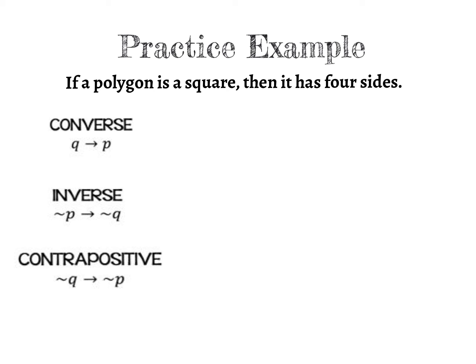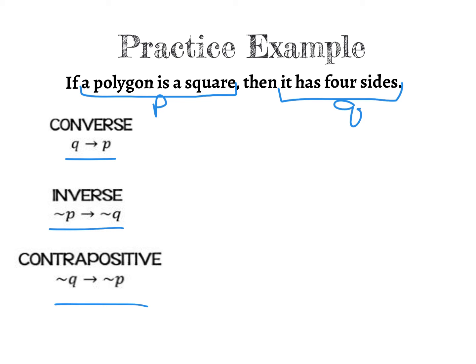This is a math example. So if a polygon is a square, then it has 4 sides. So go ahead and pause it. Remember that the beginning part is P, the last part is Q. Go through the 3 rules, write your statements, and then check back in, right? Whenever you're ready and you're done, press play and see what the answer is.